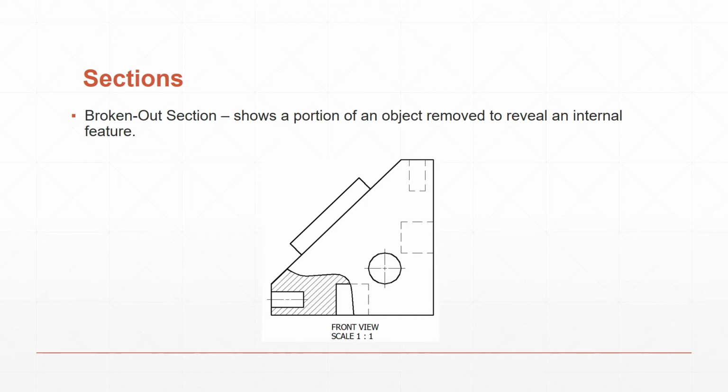One of the things that I typically do when I use a breakout section is that you just can't break it out in the middle of an object, so you have to go from points on the edges of it just to reveal it, and then you put your hatch pattern on the inside.